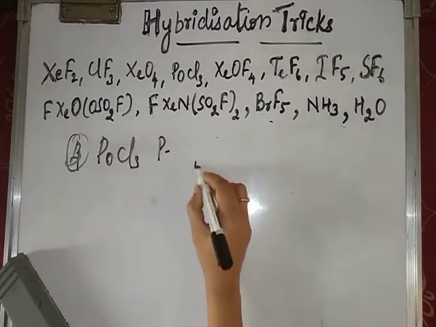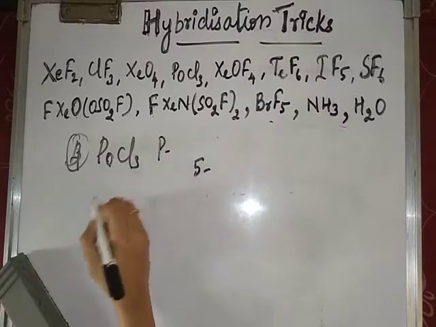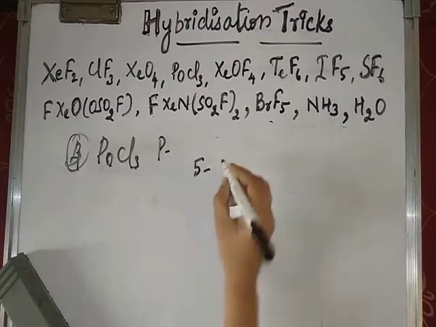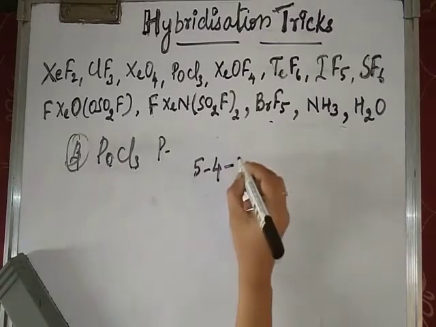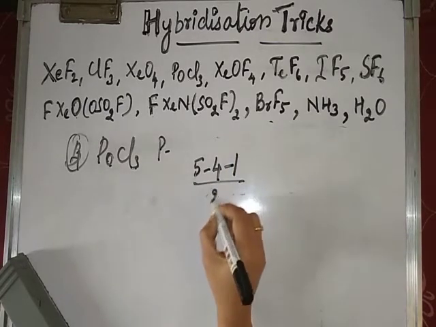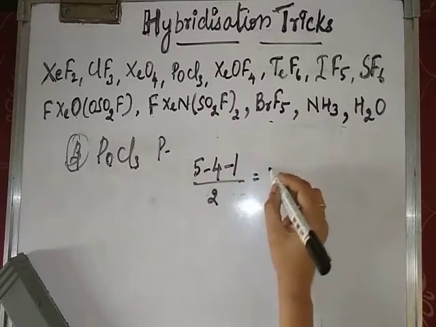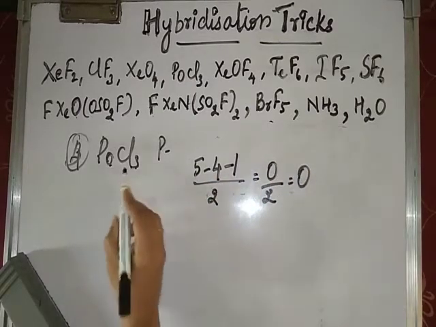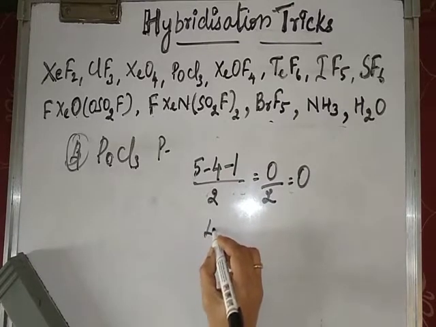So 5 minus oxygen is, oh, how many overall? 1 plus 3, 4, minus for oxygen we need to minus 1 divided by 2. So overall 5 minus 5, 0 divided by 2. So there is no lone pair of electrons, only bond pair. How many bond pairs are there? 4 bond pairs are there.